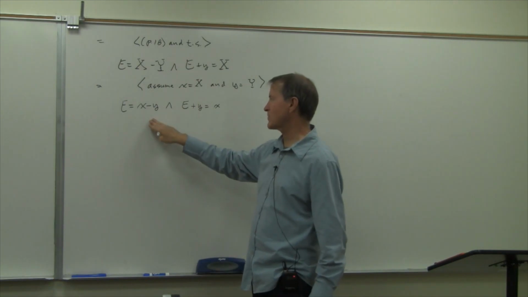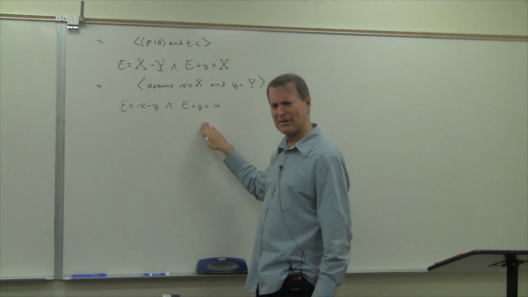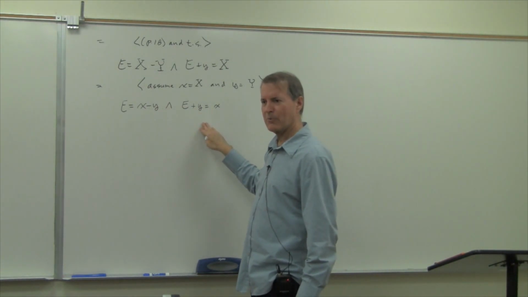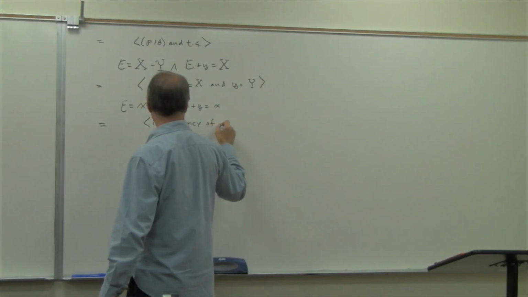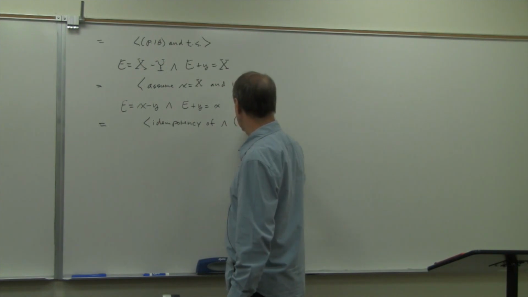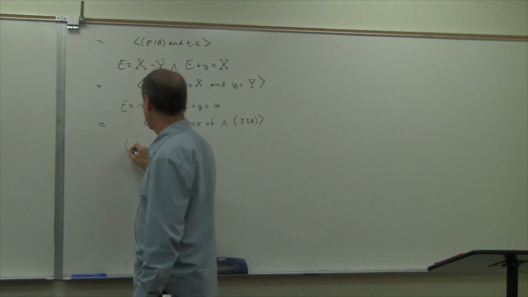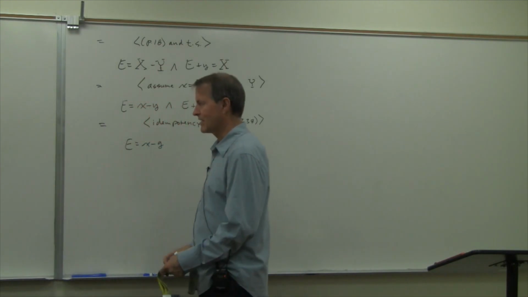So what is E equals X minus Y and E equals X minus Y? It's itself. What property is that? Idempotent. Idempotency of and, 338. So what is this? E equals X minus Y. That's what it is. We solve for E.